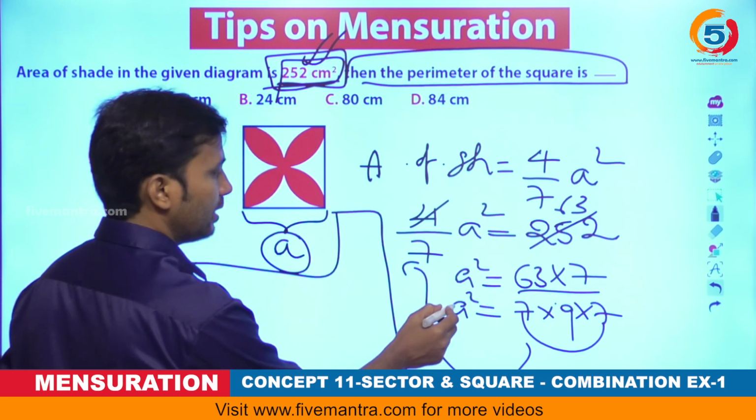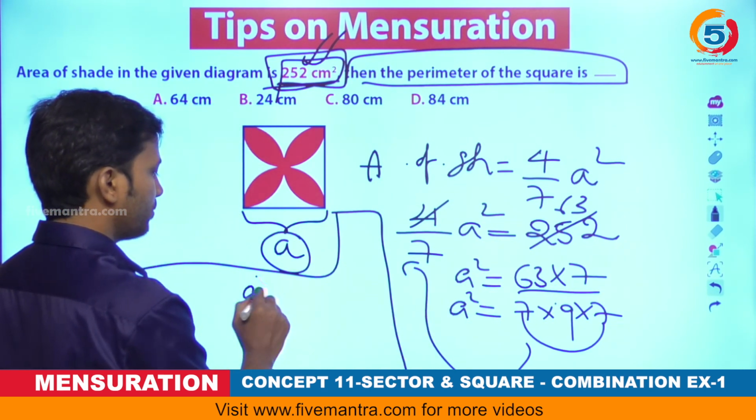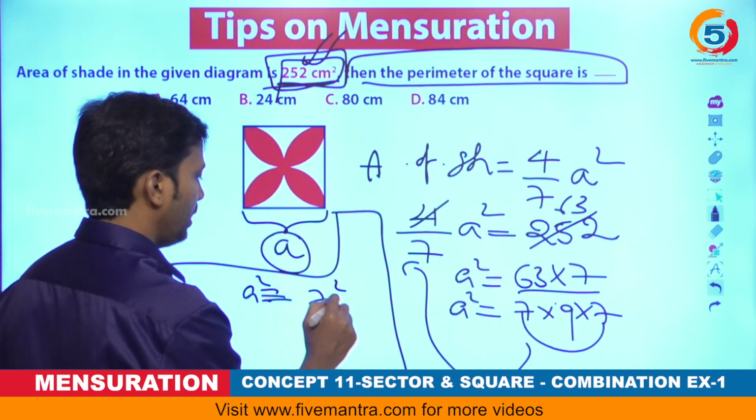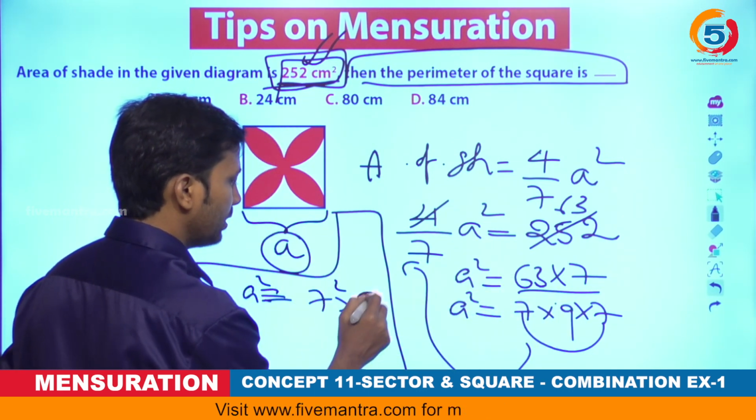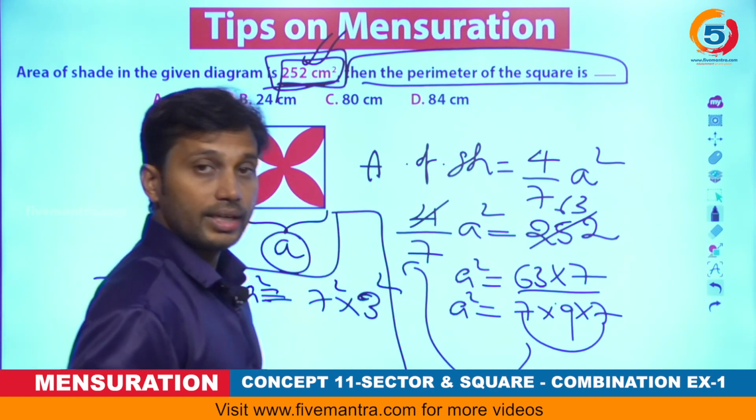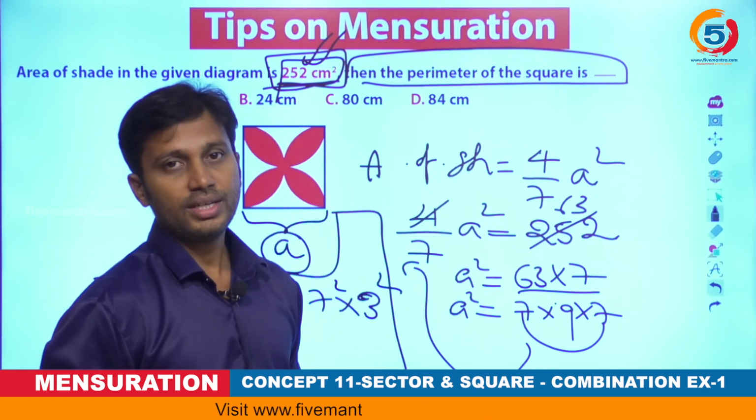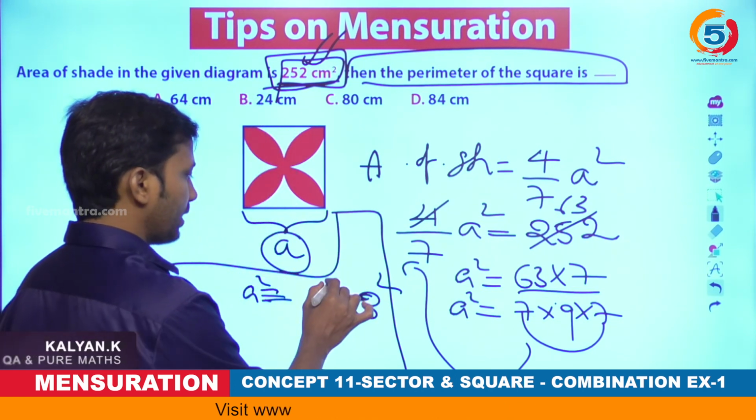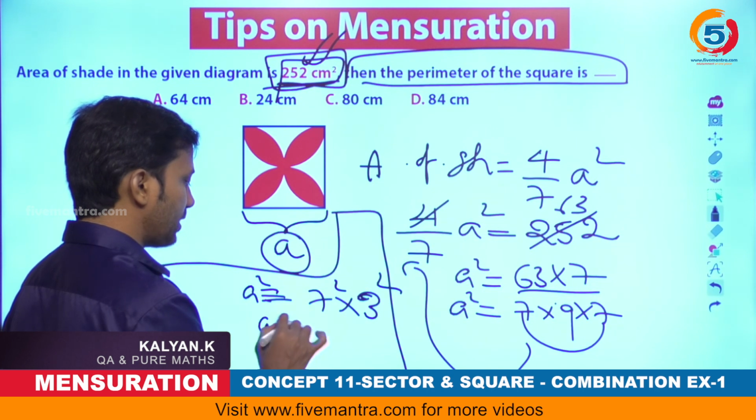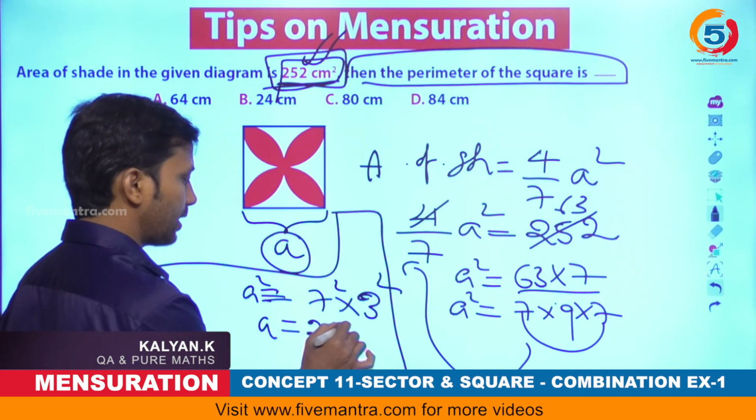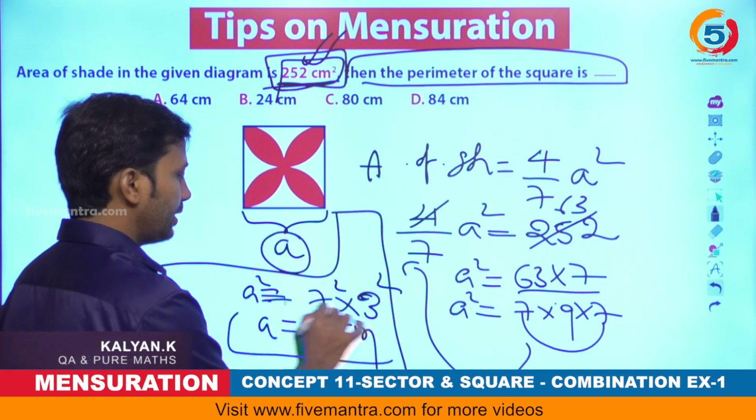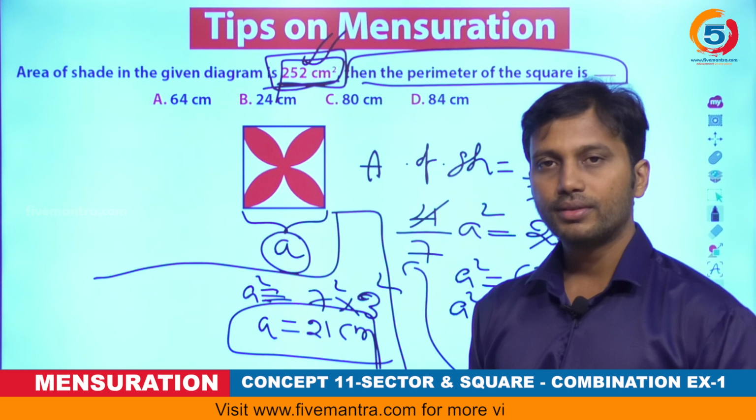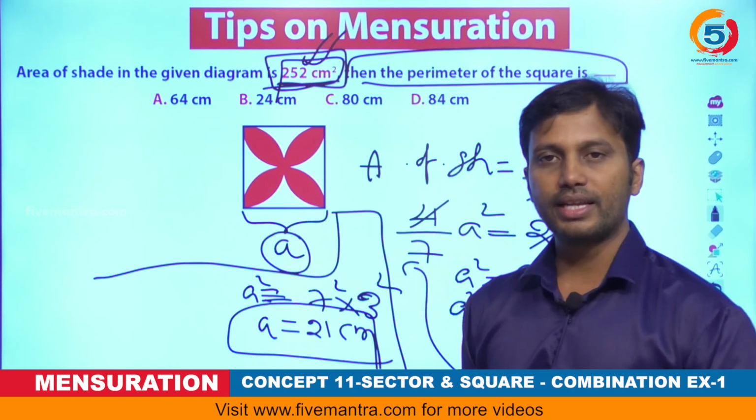Now tell me what it is. A square equal to 7 into 7, 7 square, and 9 can be written as 3 square. So a square equals 7 square into 3 square, applying the square root on both sides. Definitely the squares get cancelled on both sides, and this would be 7 into 3, that is 21 centimeters. Isn't it? Now what is the side of the square we got? 21 centimeters. Is it clear for you or not?